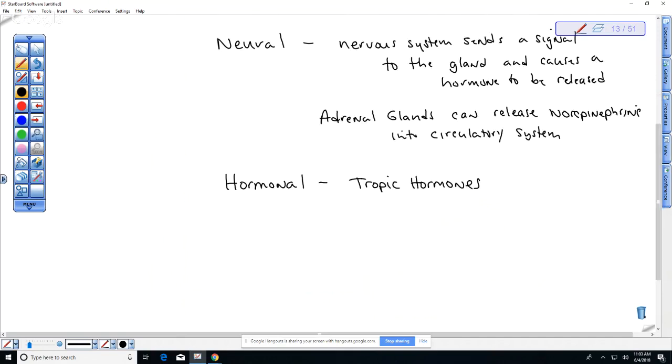Also, sometimes we have stimulating hormones. So for example, thyroid stimulating hormone. So this is actually produced by your pituitary gland, and then it travels to the thyroid gland, and then it causes the thyroid gland to produce thyroxine, which helps to speed up your metabolism. So you want to, in your essay question, give specific examples of how these act.